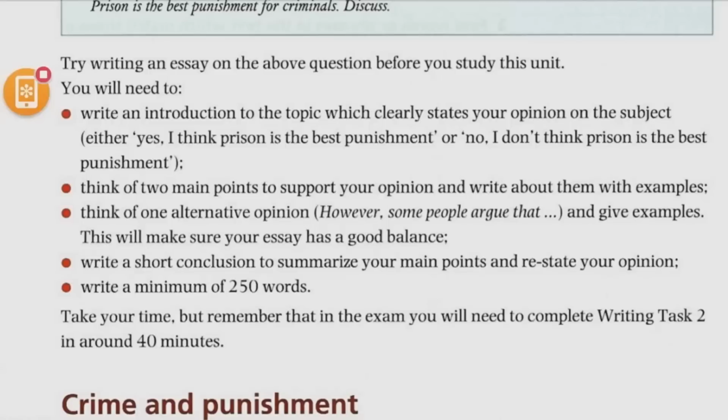Bullet point number 3, think of one alternative opinion. Alternative opinion is called contrast. And by the way, in an opinion essay, contrast is the heart of the essay. So you must write a contrast paragraph. It is important. I'll tell you what contrast is and how to write it. I'm going to explain everything. Don't worry guys, you know me, I explain everything. The 4th bullet point is write a short conclusion.